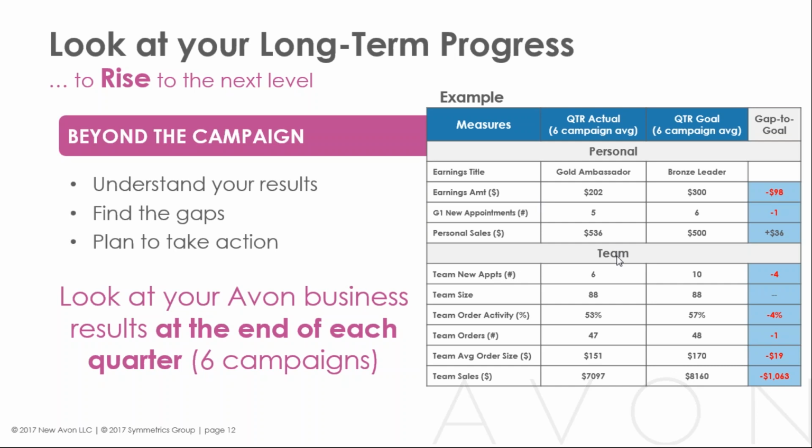So this chart represents an example of a gold ambassador and her results after 6 campaigns. You can see she'll want to adjust her actions and make up some ground if she wants to achieve her goals for the year. She can celebrate her personal sales. She's making it happen with her customers. Now she might want to focus on sharing how she does it with her team.